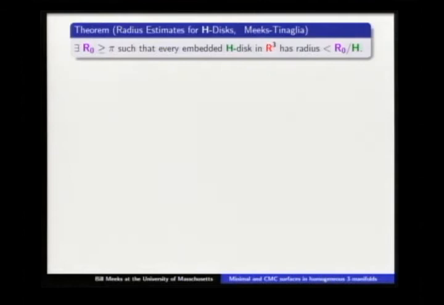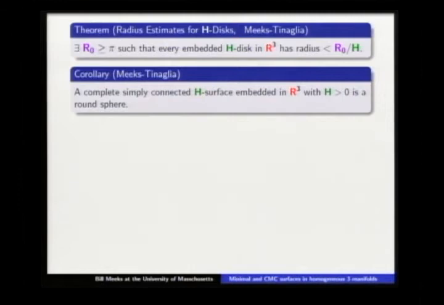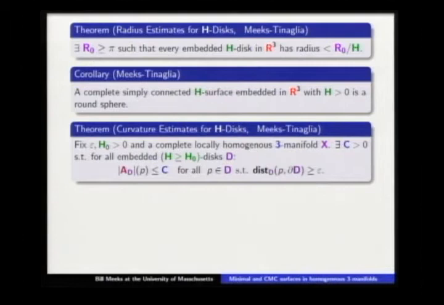Okay, so in particular, we get this corollary that we just mentioned before. You don't have planes. Crucial to understanding the radius estimate is actually to get a curvature estimate. So it turns out this top theorem and the bottom theorem are interrelated. For example, if I know the bottom theorem, it's easy. It's just a consequence of doing some tricks. I immediately get the radius estimate. And the radius estimate is also related to this curvature estimate.